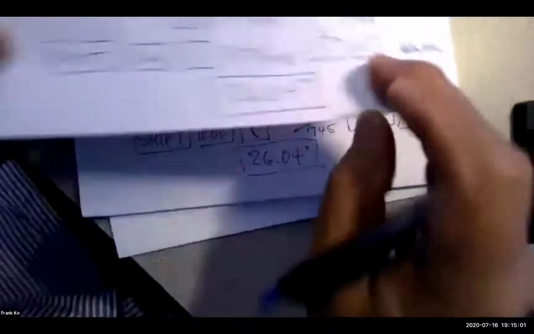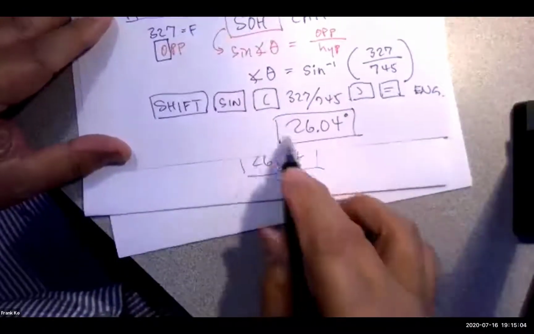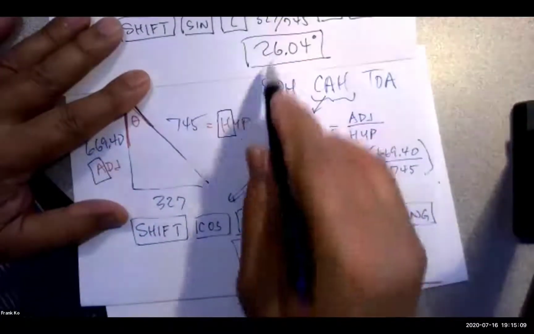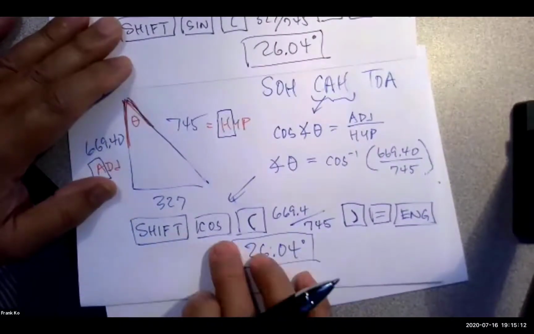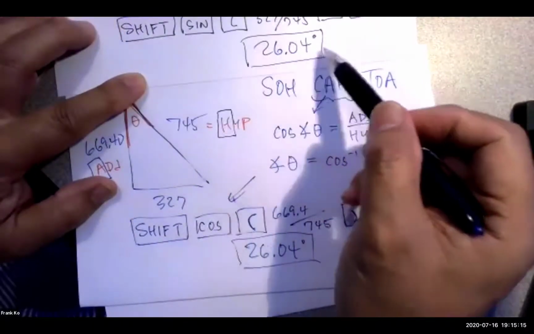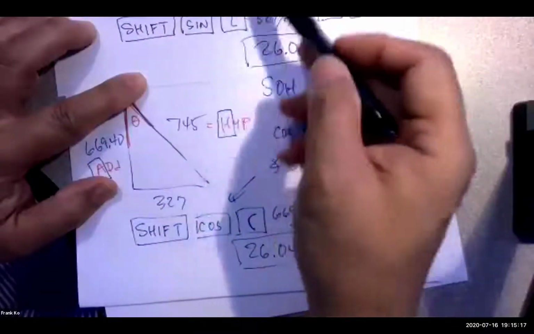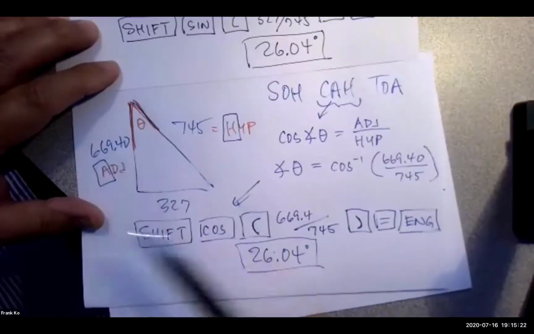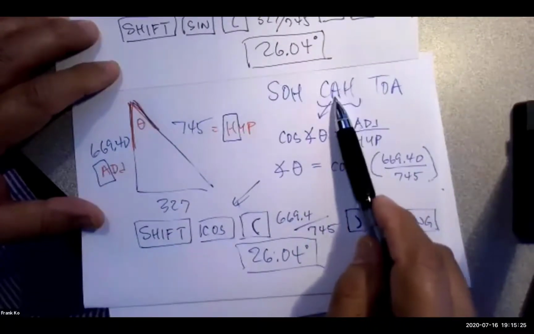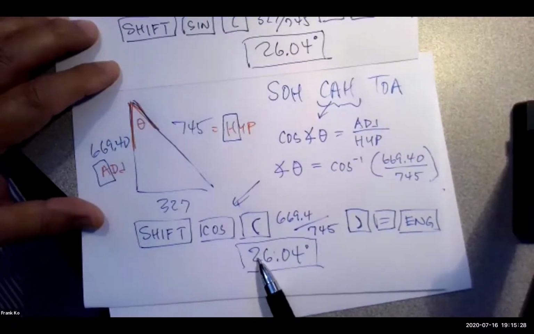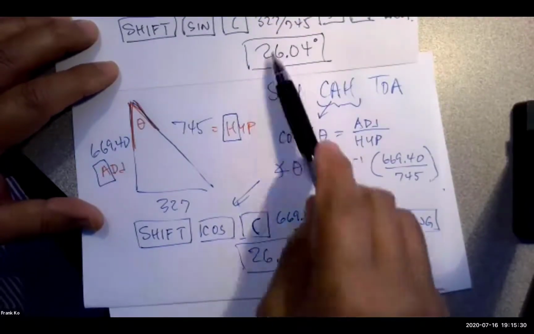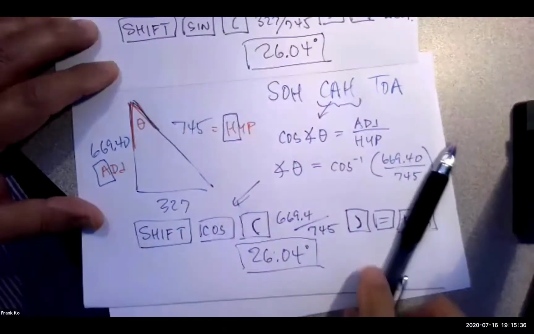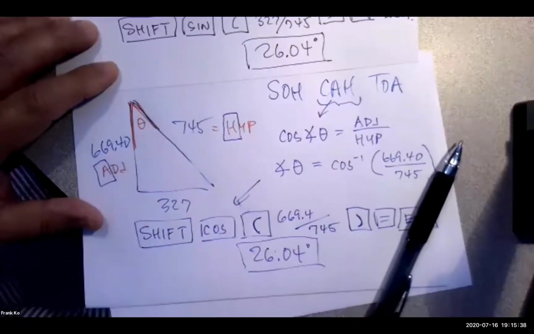Oh, yes. I didn't write it up here, but we calculated earlier, 26.04. Wow. We verified that angle by using a different trig function. This first angle of theta was calculated using the sine function. This time, because we calculated the missing side, we now use a different trig function, CAH, and we end up with the same angle. Isn't that marvelous? We have the same angle verified using two different trig functions simply by calculating the remaining side.